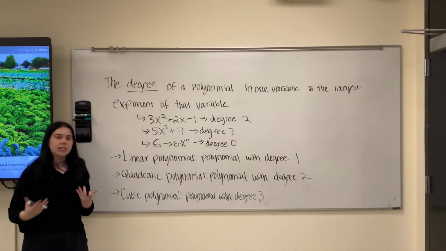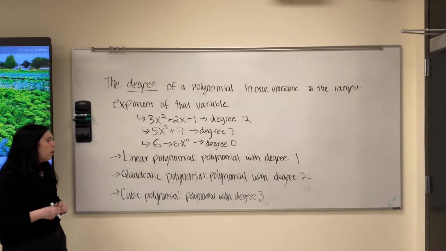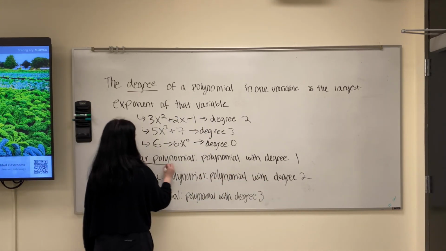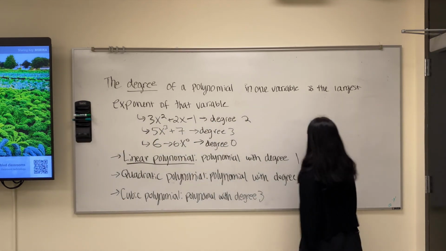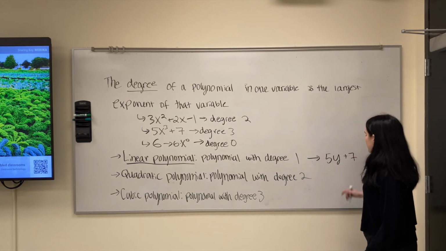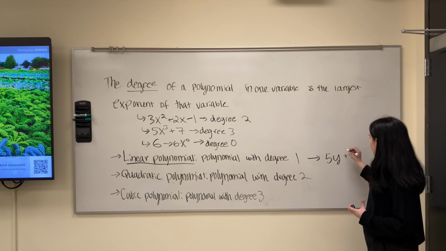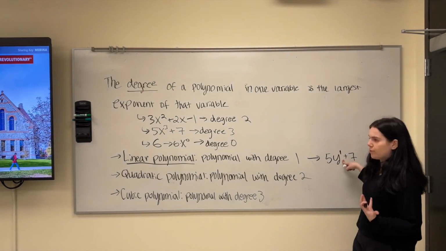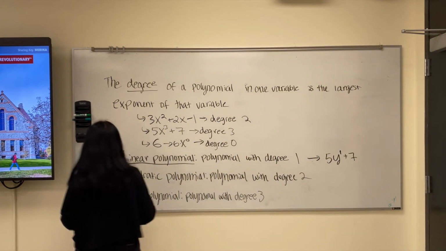So polynomials are given special names based on their degree. So we call a polynomial with degree 1 a linear polynomial. So an example of a linear polynomial would be something like 5y plus 7. So the largest exponent of y in this polynomial is 1, because we can think about this as y to the power of 1, and therefore this polynomial has degree 1, which makes it a linear polynomial.